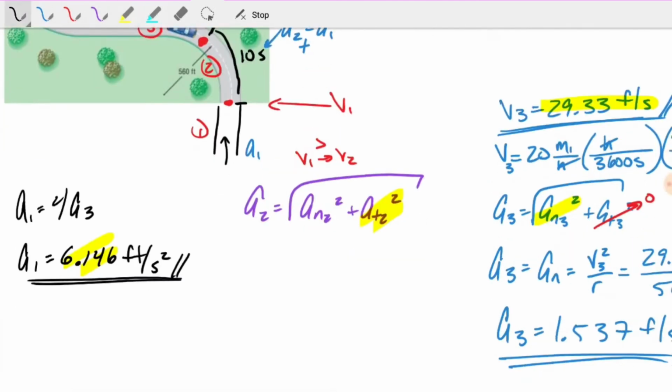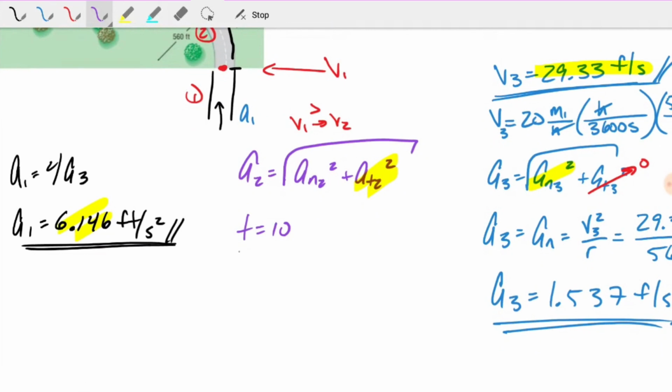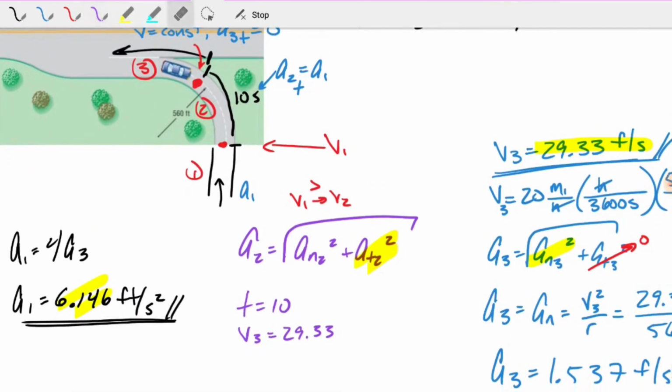Well, they told us the time. So they said the time was 10 seconds. They told us the velocity, 29.33. We know he's going to go from, I don't know why I put 1 to 2 there. I should have said 1 to 3. So not 1 to 2, but 1 to 3.